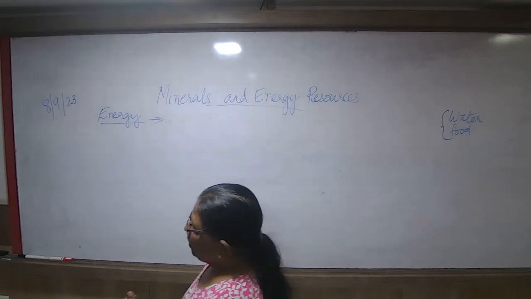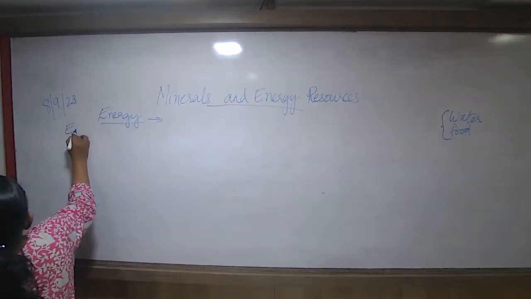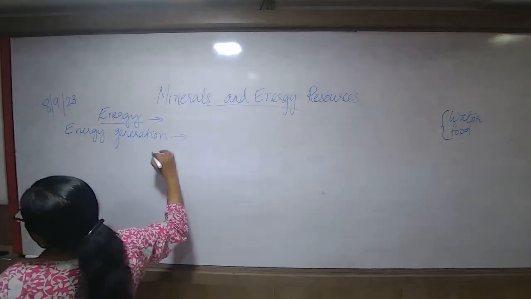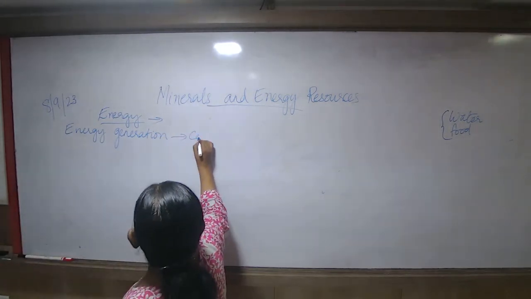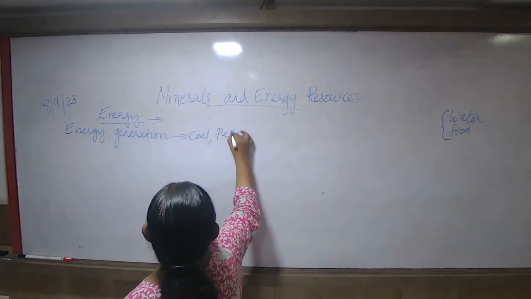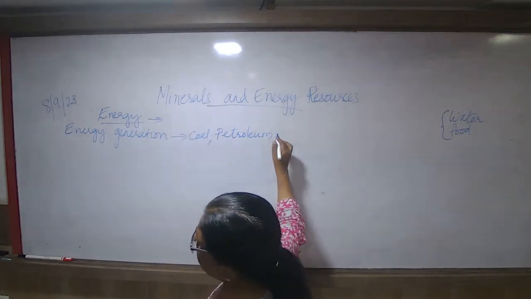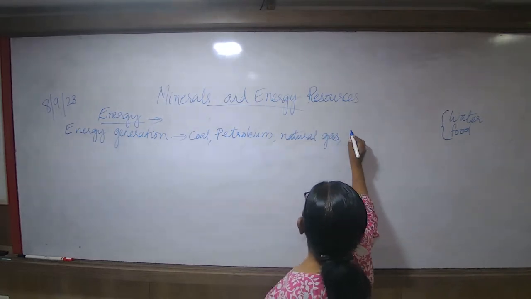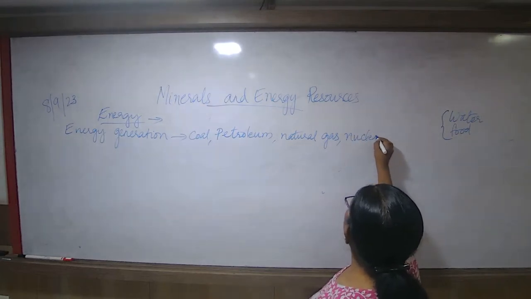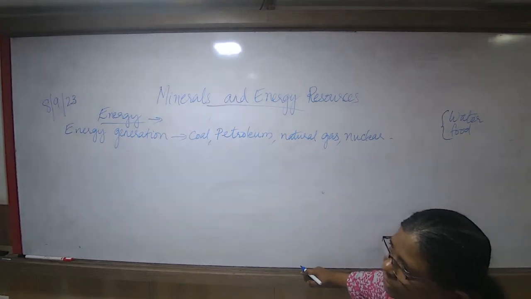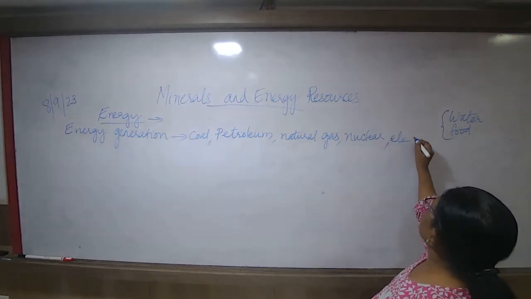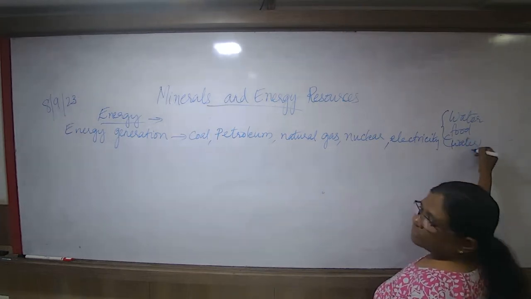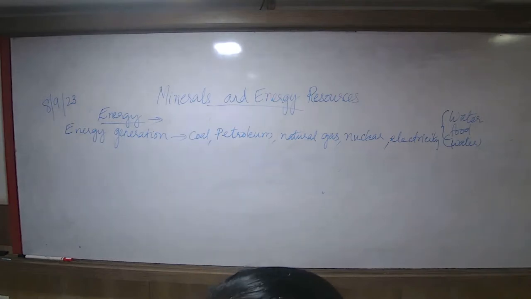Now, from where can the energy be generated? You tell me. Which are the sources? One is coal. Next is petroleum. Uranium is nuclear power. Okay, uranium and thorium. Then electricity. Electricity is produced from water. Okay, that is called hydropower.